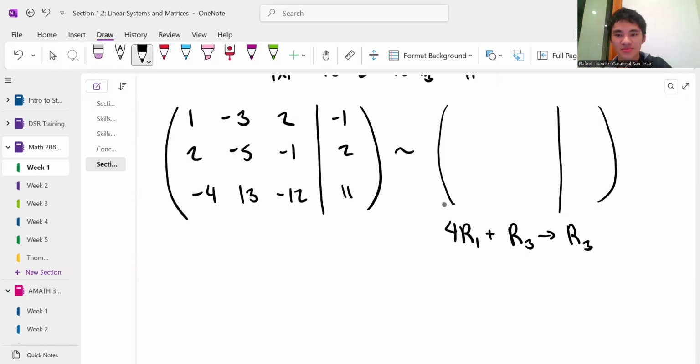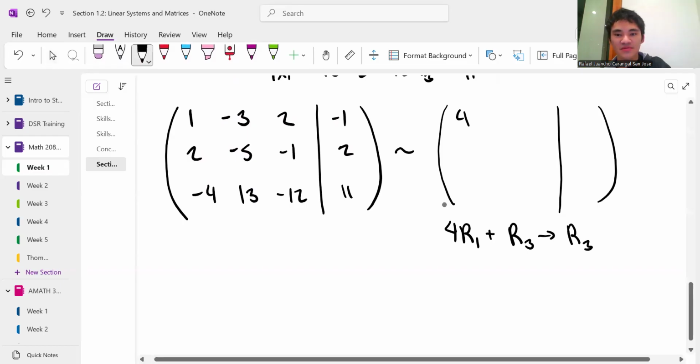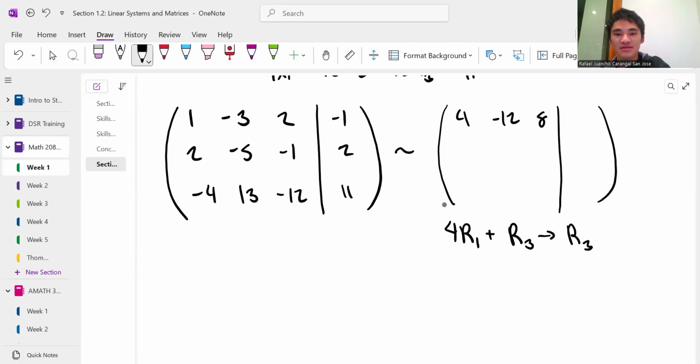So let's just try it. So I'm gonna multiply 4 to row 1. That's gonna be 4 times 1, 4. 4 times negative 3, negative 12. 4 times 2, 8. 4 times negative 1 is negative 4. Row 2, we just keep it as it is. Nothing happened here. And then we're going to add it to row 3.